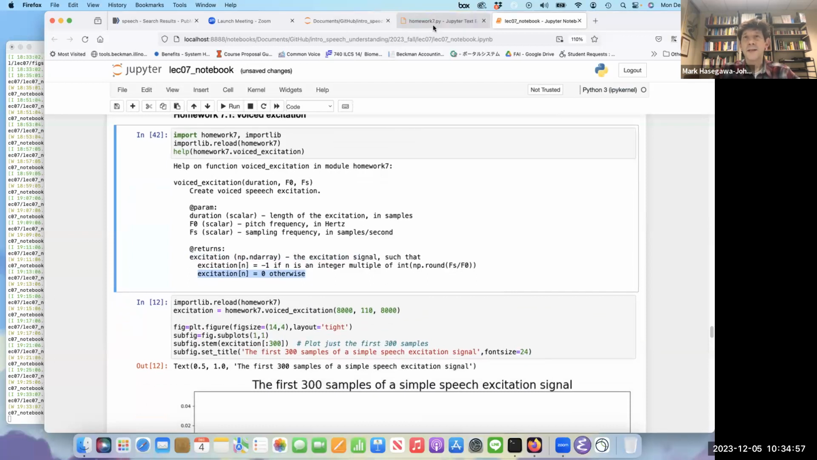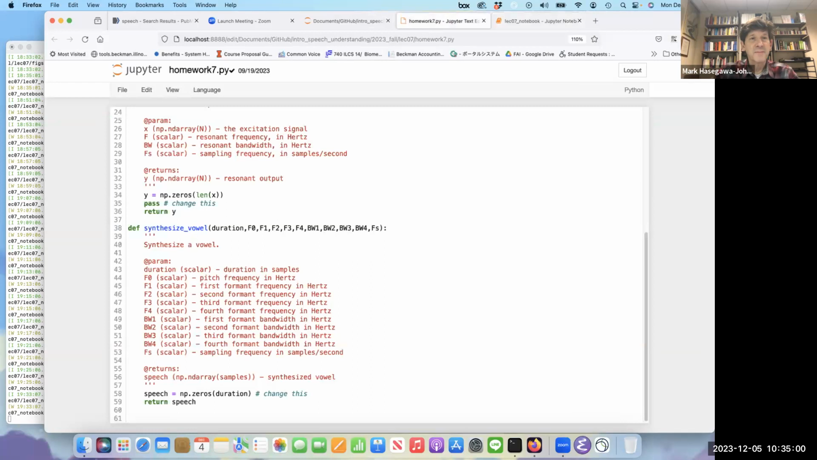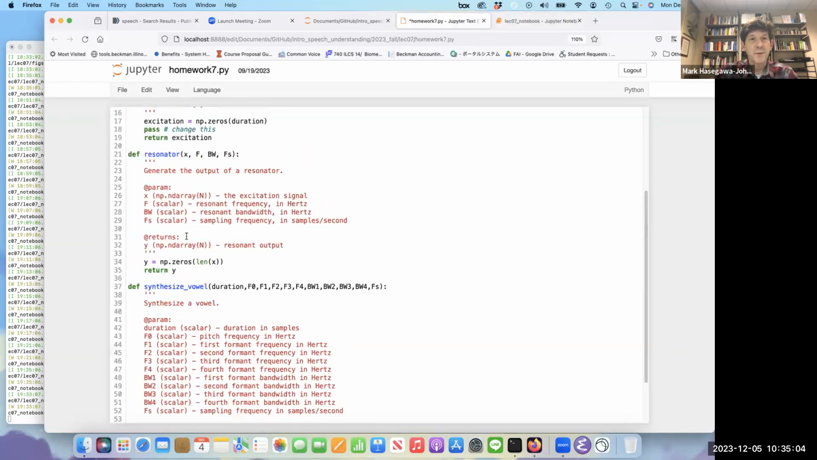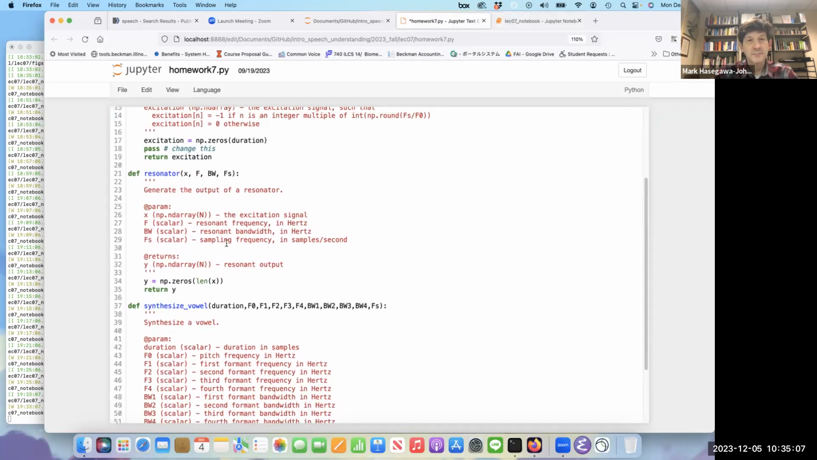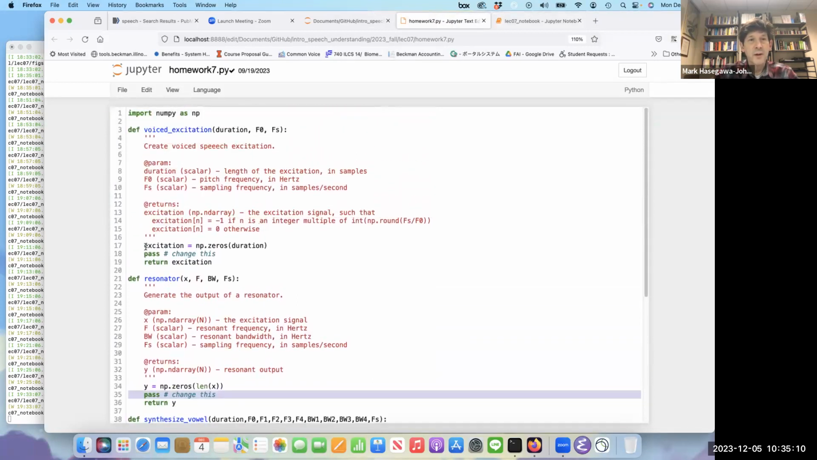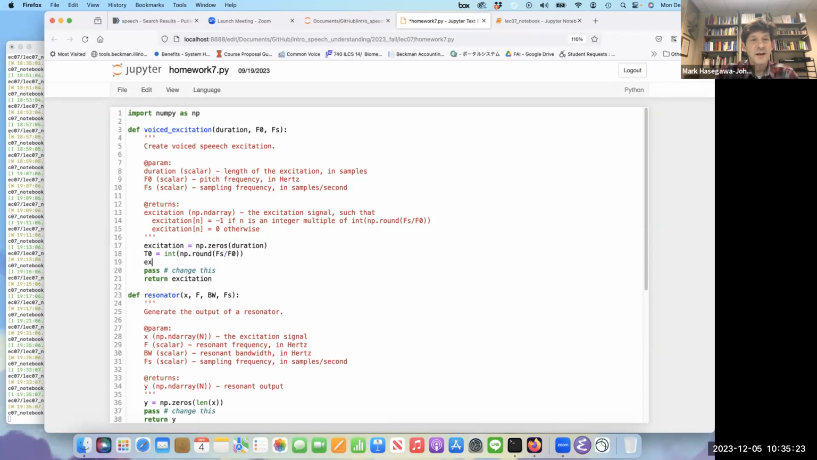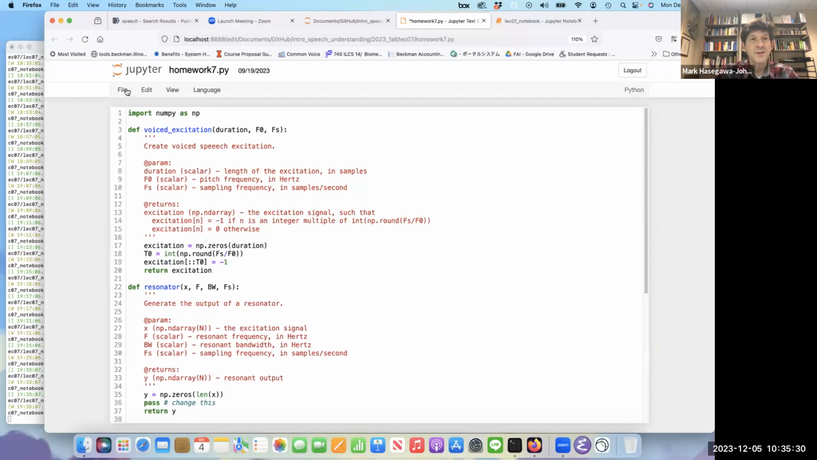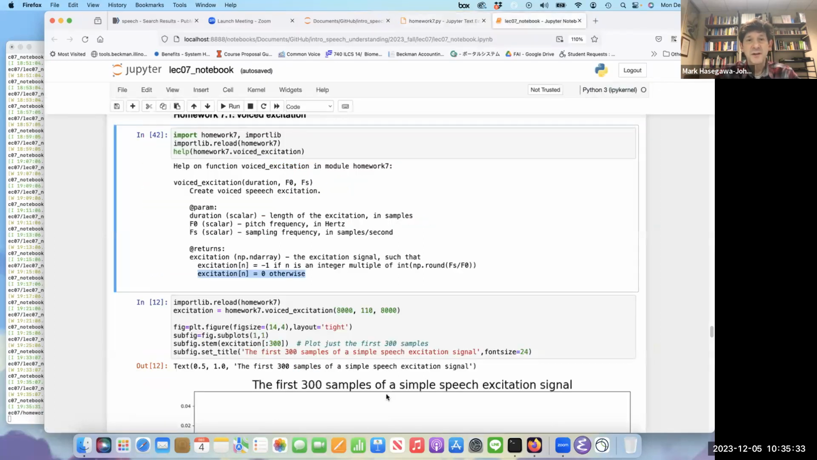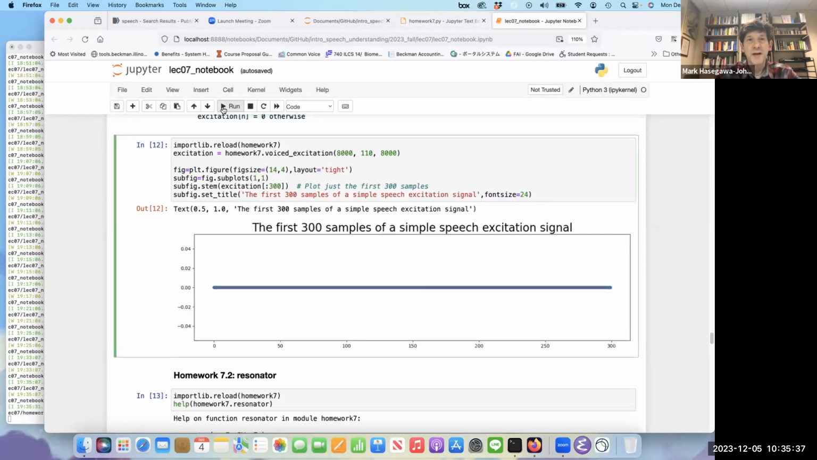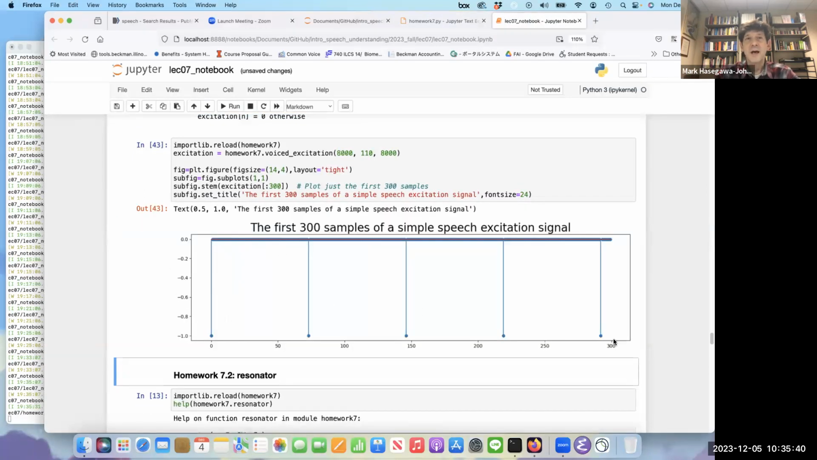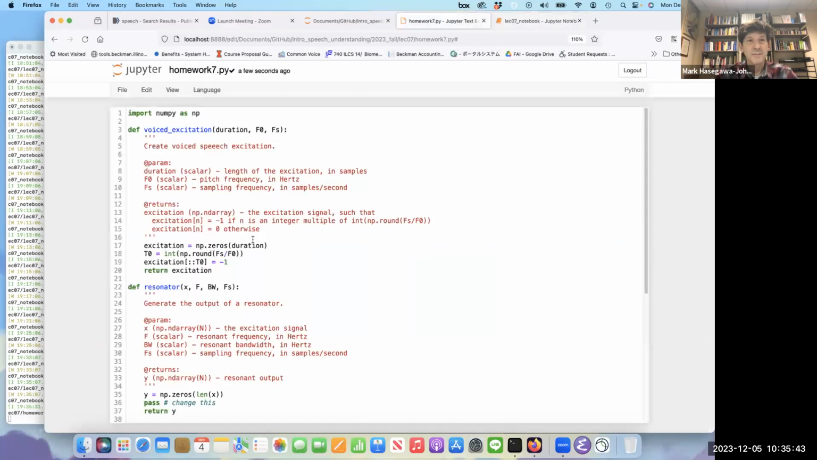So I can create such an excitation signal. Let's try changing this. Oh, this is the wrong section. So we already have that excitation is duration samples long, and now I'll create T0 equal to integer of np.round of Fs over F0, and then I will set excitation[T0] equals -1, and that change should give me the signal that I want. So before I had all zeros, but now that I've made that change, it should plot a signal that has a -1 at every T0 samples. Okay.